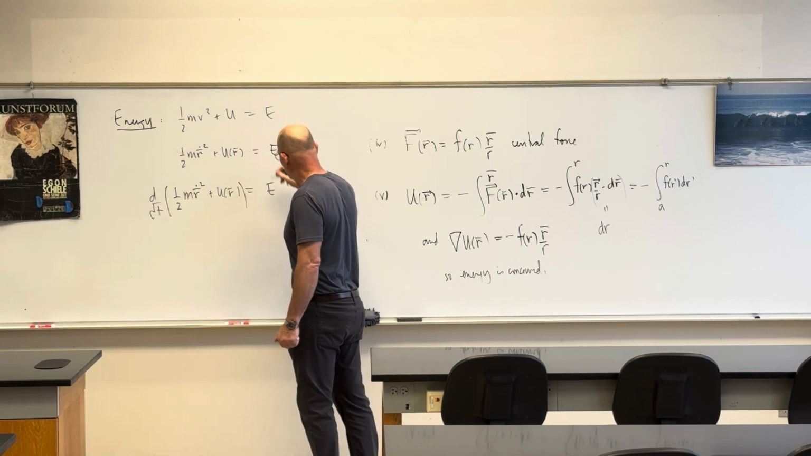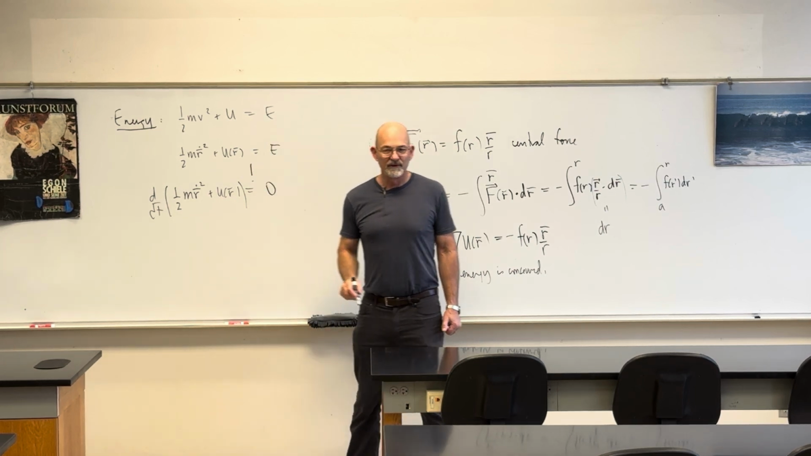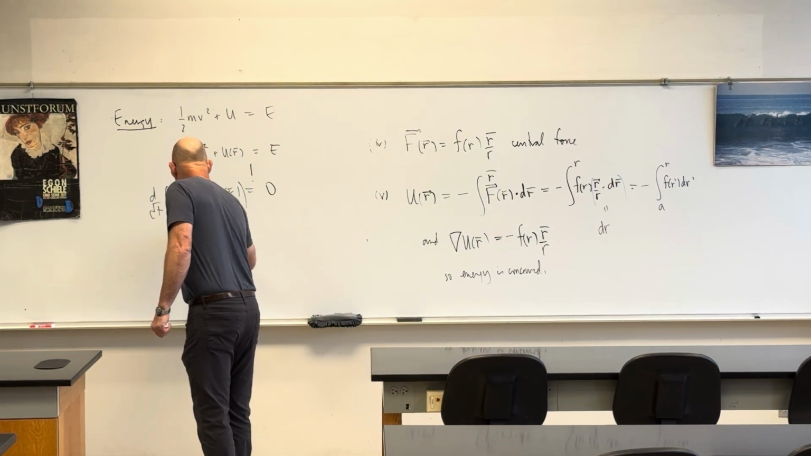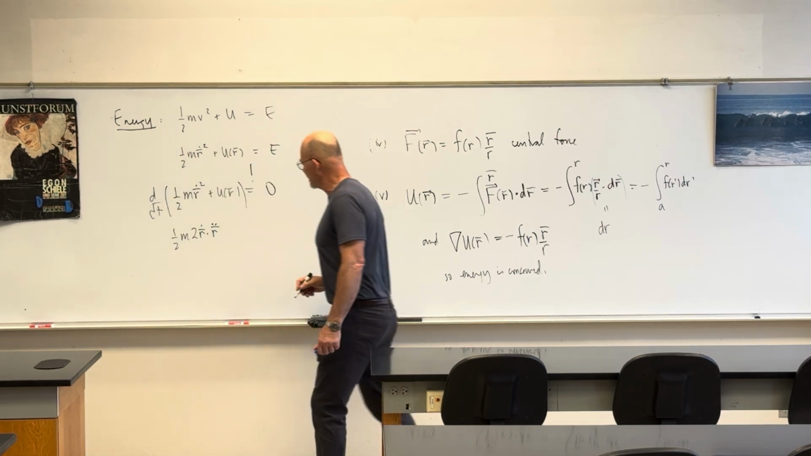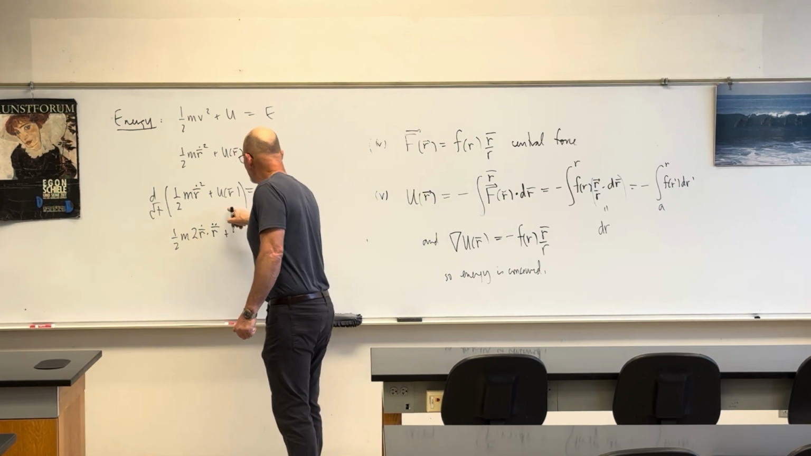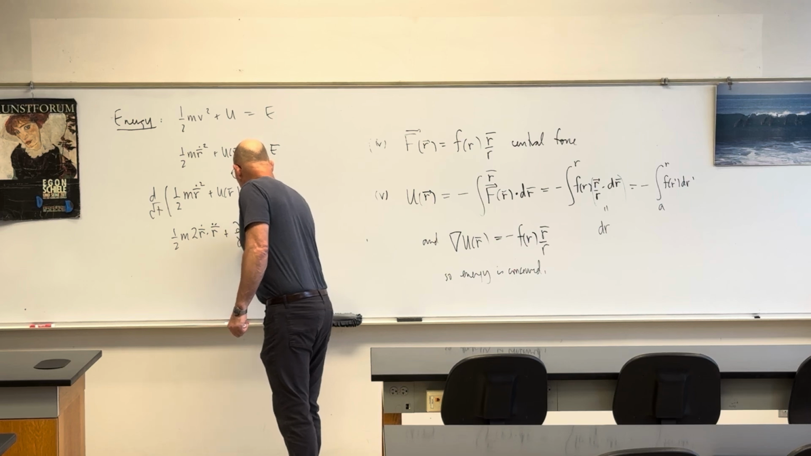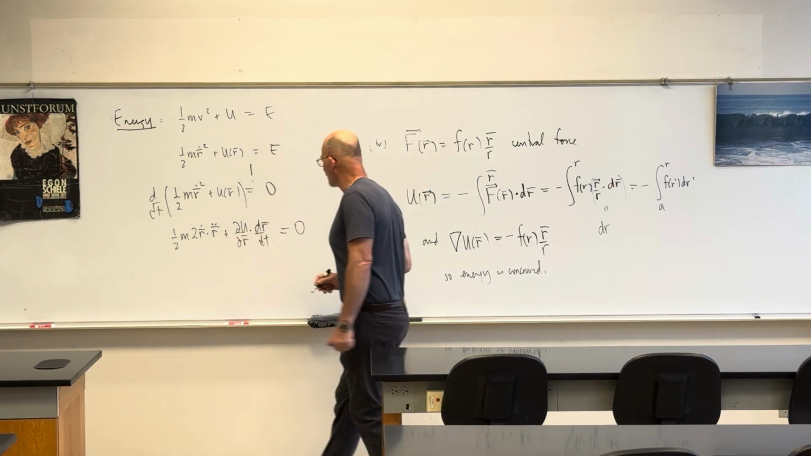So E dot equals 0. That's what we actually have to prove. The time derivative is equal to 0, and this is 1/2 m times 2 r dot, our second derivative, chain rule, plus this would be, let's do this, du/dr dotted into dr/dt. We're going to practice all of these.